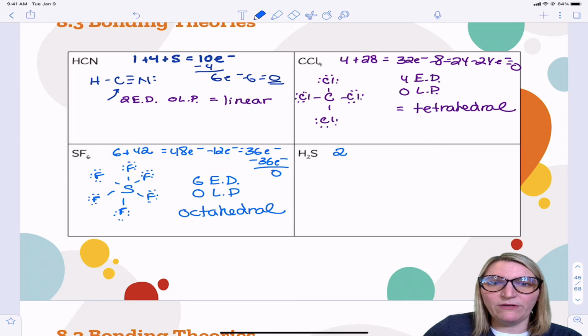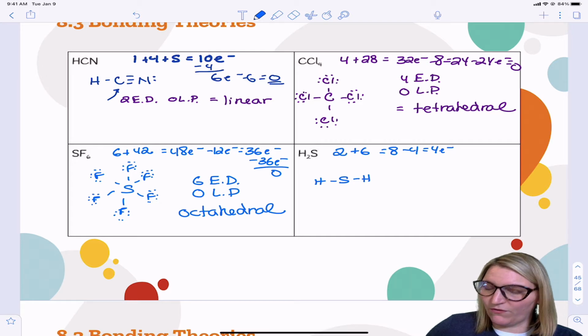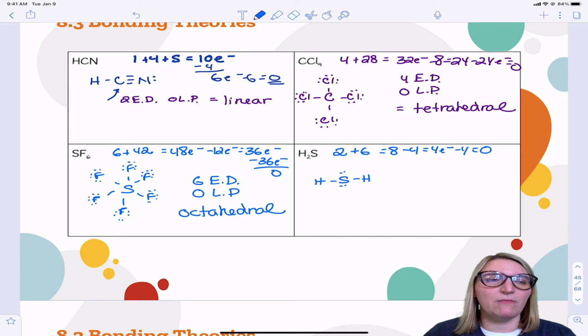Hydrogen has 1. 1 times 2 is 2. Plus sulfur 6 is 8 valence electrons. Sulfur is in the middle. I made 2 bonds. I used 4 electrons, so I have 4 left over. I don't need to put them on the hydrogen. I put them on the sulfur. 1, 2, 3, 4. Everyone's stable. My Lewis dot structure is done.